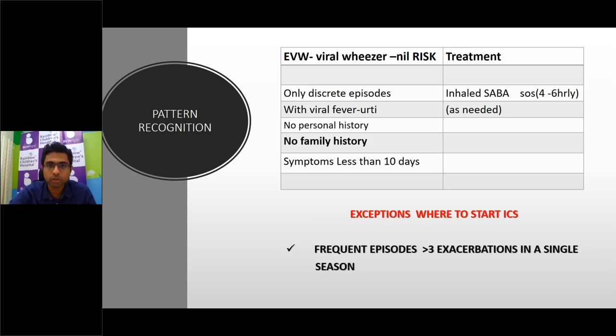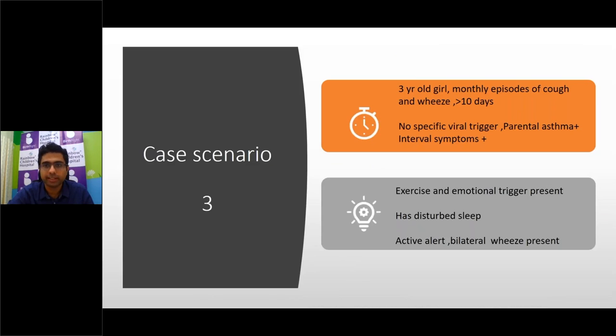The other scenario where you will start is when the episode itself is life-threatening. This is the first episode with a viral trigger, but it has resulted in a life-threatening event, resulting in admission to an ICU. In such a case, you will start an inhaled corticosteroid. So this is the pattern recognition for this scenario. Moving on to the next case.